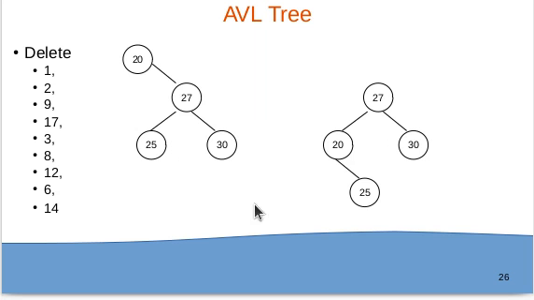Now we have to left rotate it. 27 will be the new root, 20 will be the left child of 27, and 25 will be the right child of 20, and 30 will be as it is. So 30 will be as it is, 27 is the root, 20 will be the left child of it, and 25 is the right child of it. So this is how we can delete from an AVL tree.